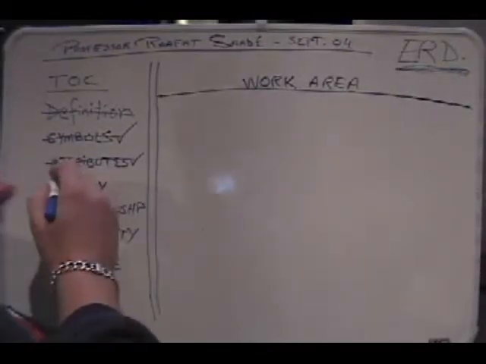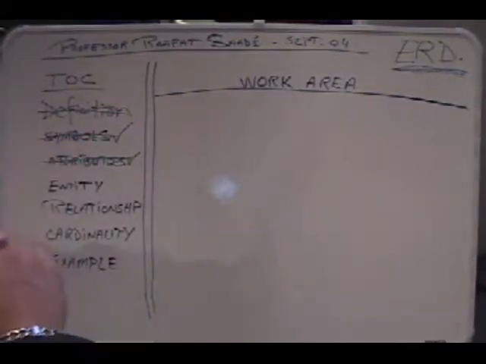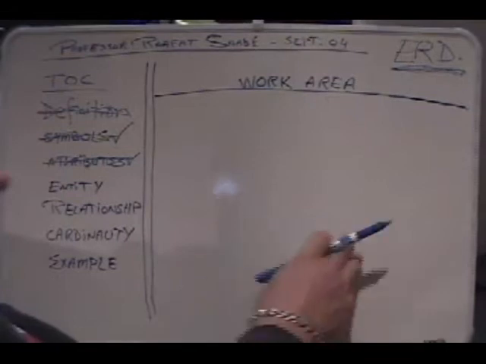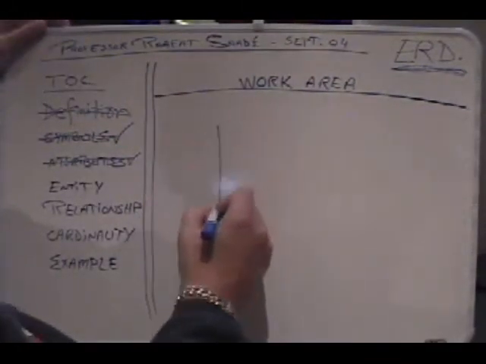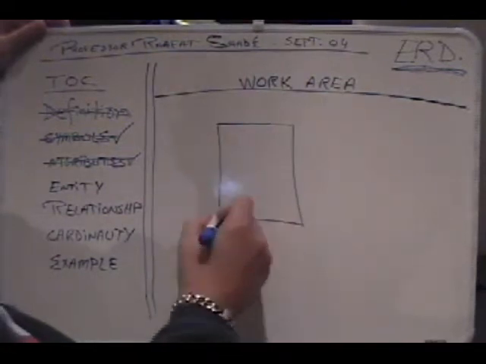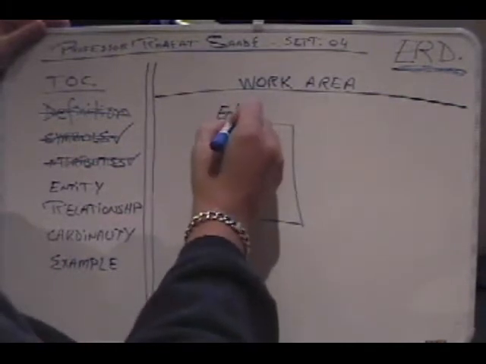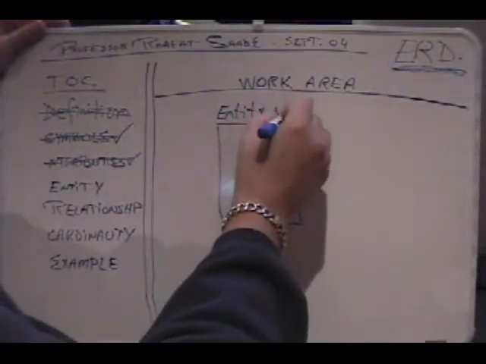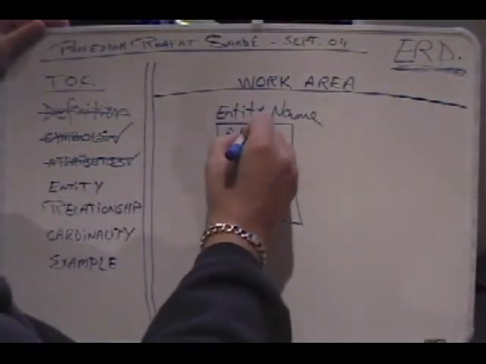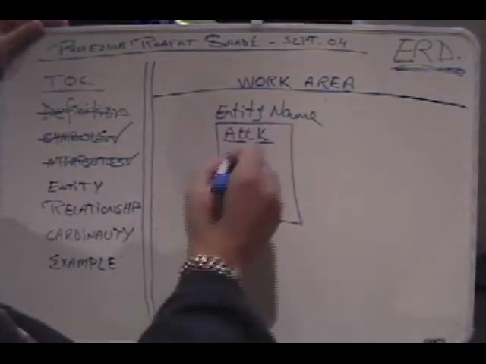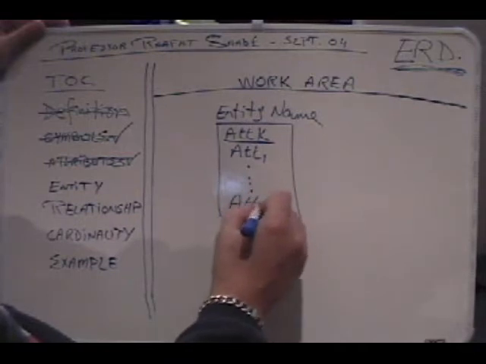Okay, we finished with attributes. We finished with symbols, definition. I'd like to talk about entity right now. If you remember with the symbols, we said that an entity represents information, and it is represented by a rectangle. Here we have the entity name, and here we have the entity attribute key underlined. Here we have attribute 1 and attribute n.